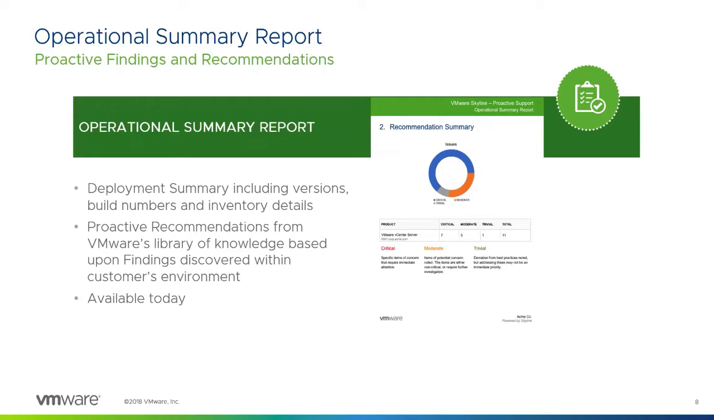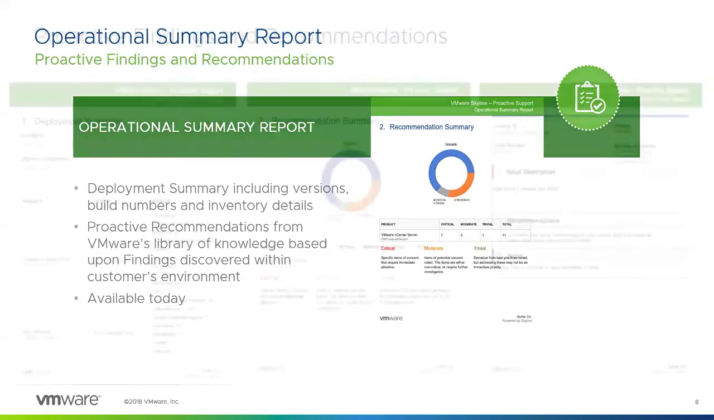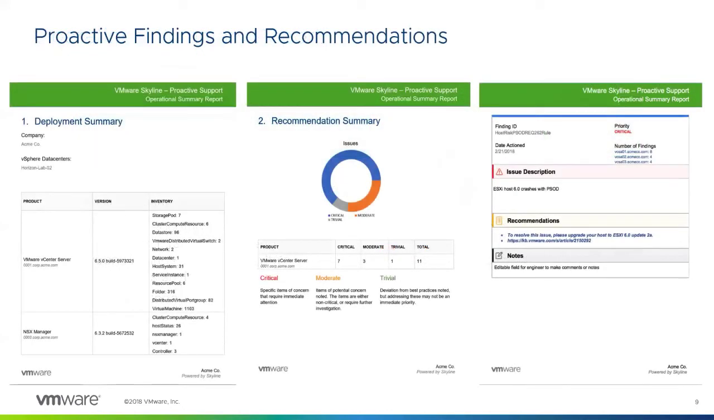There are 3 different sections to this document. The recommendations are from VMware's library of knowledge base articles. And then we also look at best practices to make sure that your environment is running up against those best practices and recommendations that we have. If you look at the next slide, the operational summary report will be broken up in 3 sections.